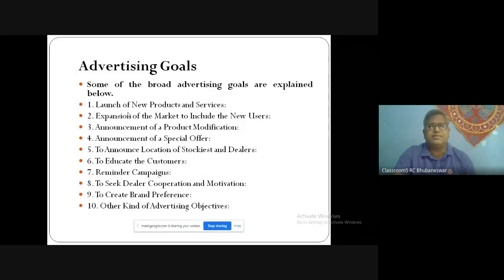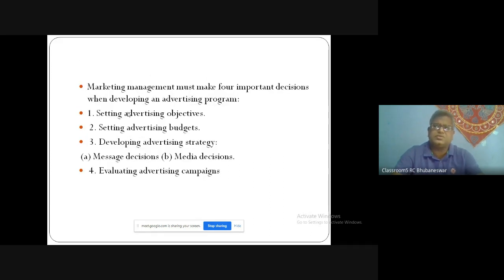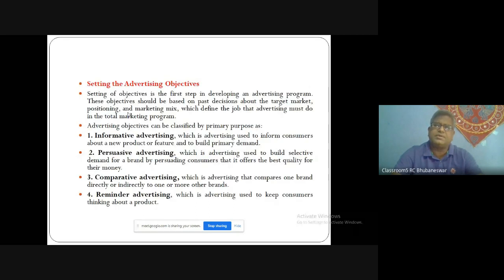Now we can talk about advertising goals. What is the objective of the goal? The broader goals are launch of a new product or new services, identifying the market, identifying new users or prospective customers, product modification, and special offers to be launched. Look at this time in a newspaper, there are different advertisements that come out in the festive season, Dussehra and Diwali period. Means locating stockists, educating the customer, and reminding through the campaign. These are some issues that can be undertaken through advertisement.